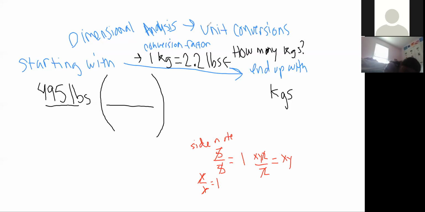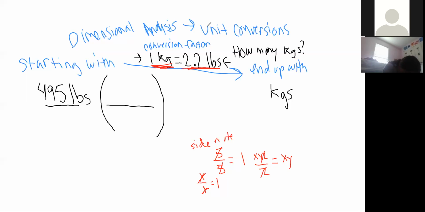That's why I'm allowed to multiply this times a fraction with one of these on top and one of these on bottom, because that's the same thing as just multiplying this times 1. I'm not changing how much I have. I'm just writing it in a different way. I have to decide which one of these I'm going to put on the top and which one on the bottom of my fraction.